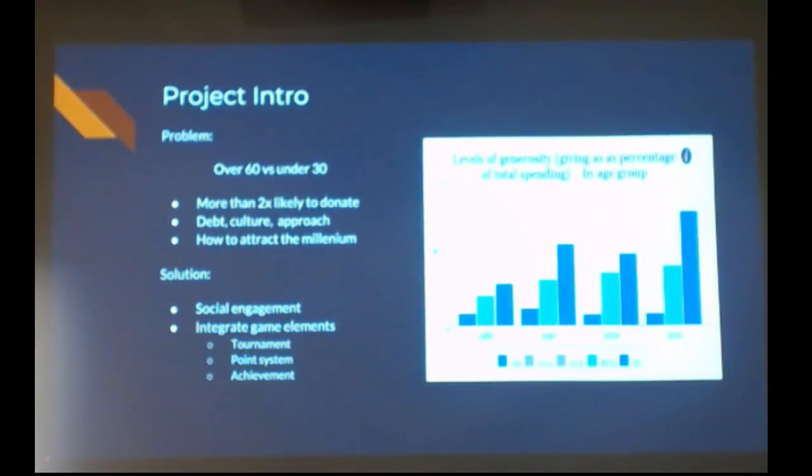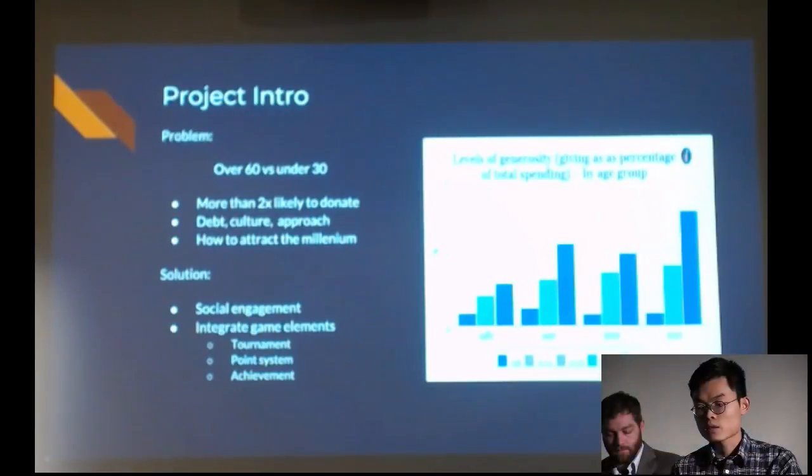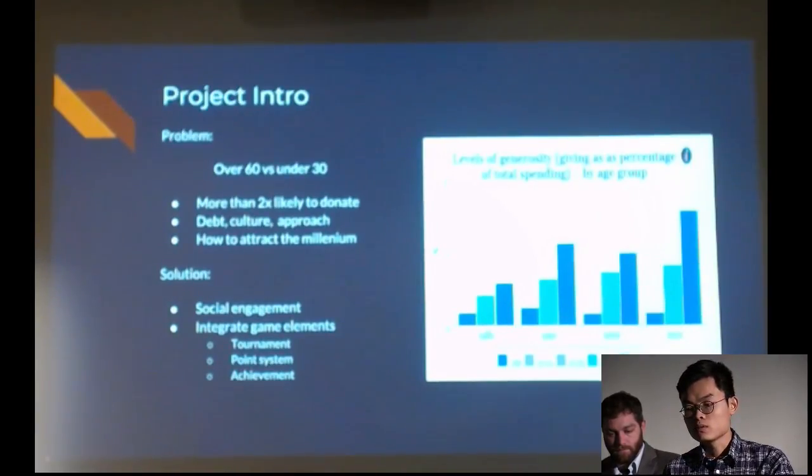In 2016, people who are over 60 years old were two times more likely to donate compared to people who are under 30, as you can see on the chart. There are a couple of reasons. One of the reasons is that they just don't have enough money to support others besides themselves and their families. Another possible reason is that we have different cultural approaches.